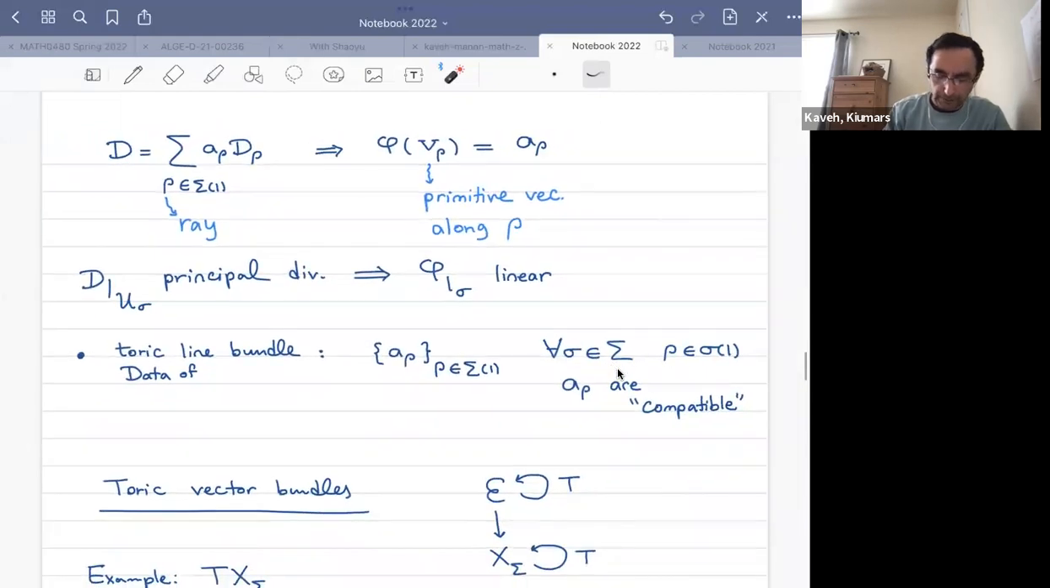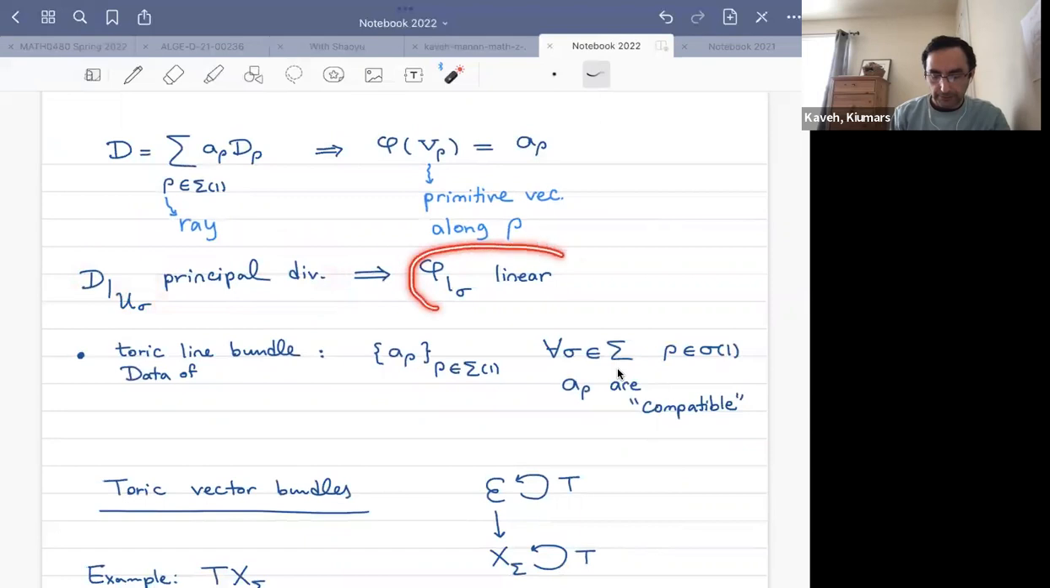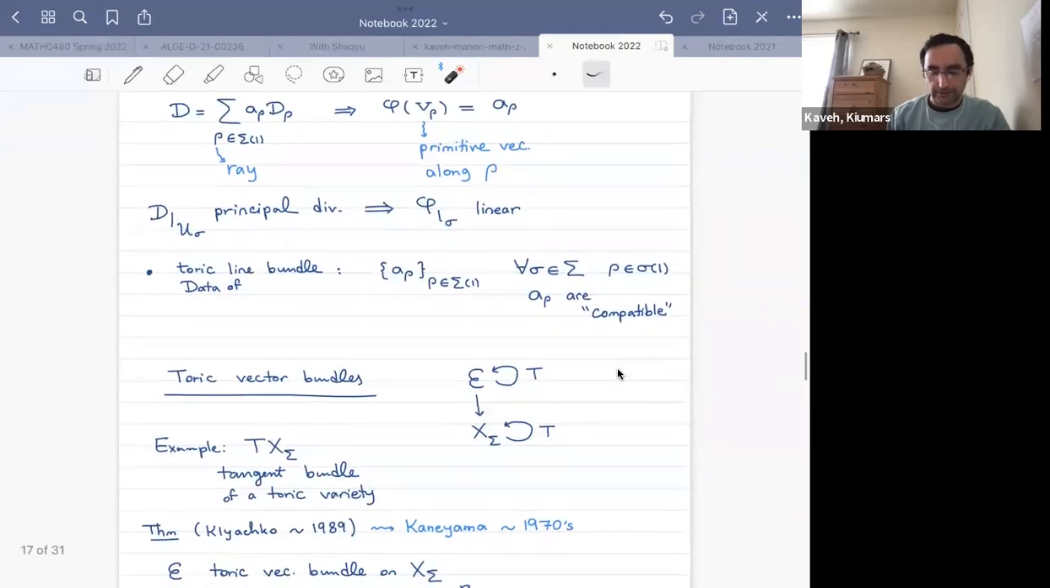Again, depending on the convention, some textbooks put it minus. And the fact that D is a principal divisor, a Cartier divisor, it can be shown that it's principal over these affine charts. This would imply that the restriction of phi to each cone is linear. That's relatively straightforward stuff, but very beautiful.